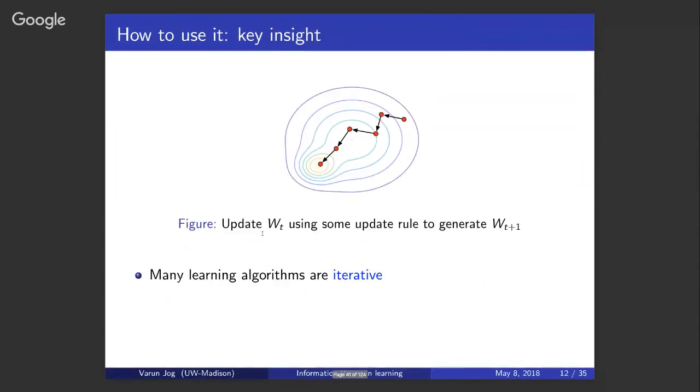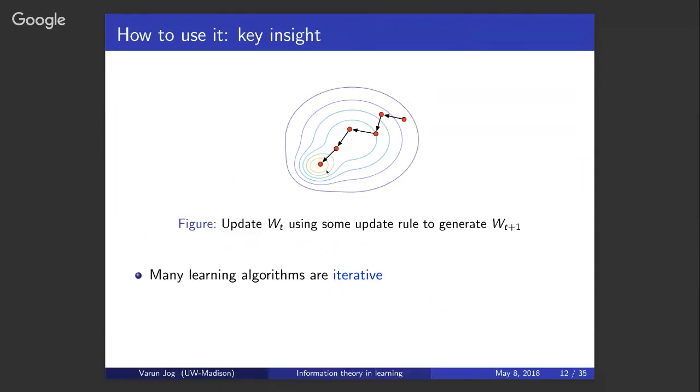The key insight is that most algorithms are iterative, which means you don't just produce this W out of thin air. You start with some initial point W0, you do some update rule, you get W1, you do another update rule, you get W2, and so on, until a certain time t, and then you stop. Most algorithms do in fact run like this. Starting from some point, maybe you're trying to minimize a loss function, you descend and end up at some final iterate WT, and that's your output.